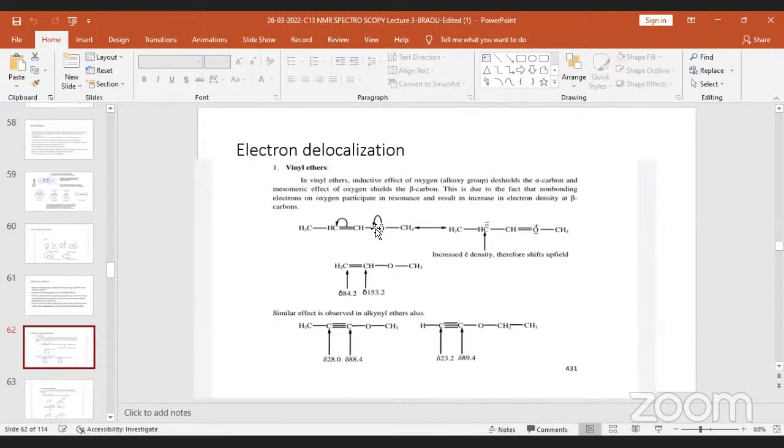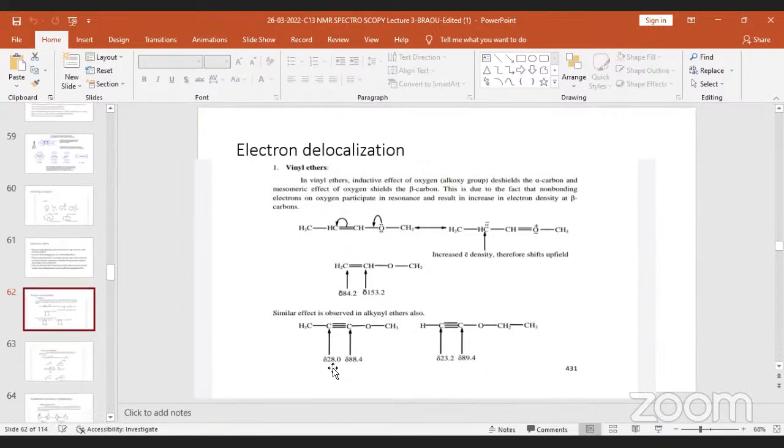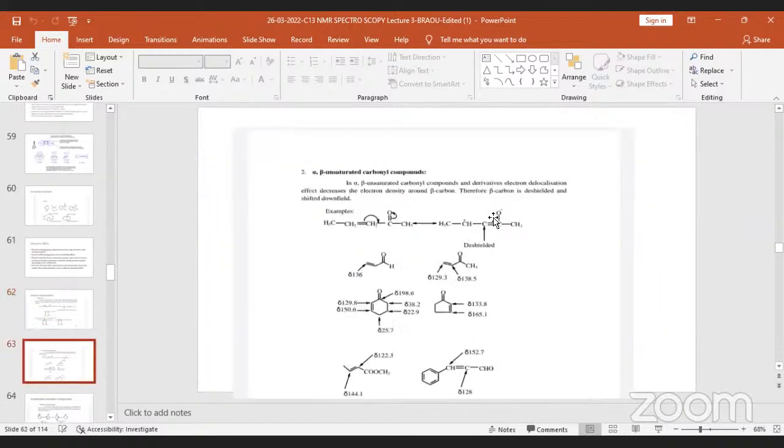Here, vinyl ether, see, electron mesomeric effect. Electron is moving towards the double bond, at alpha and beta. Beta carbon is getting electron rich. Therefore, beta carbon is shifted upfield. See the values. Similarly, in alkynyl ethers also the same thing. Beta carbon is shifted upfield, meaning lower chemical shift value because they are shielded.